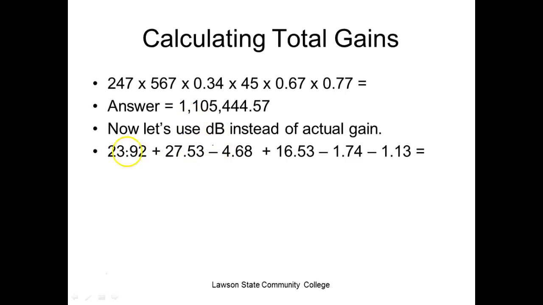Oh, I'm sorry. So we would just do this because these are attenuation. So I'd say 23.92 plus 27.53 minus... So all I have to do is just enter everything just like my dB is, minus 4.68 plus 16.53 minus 1.74 minus this, and I would come up and get an answer.